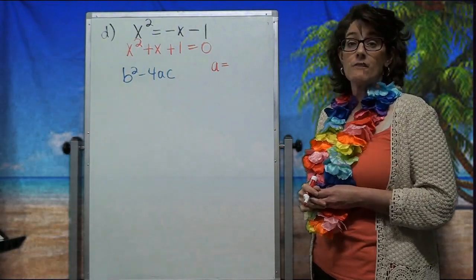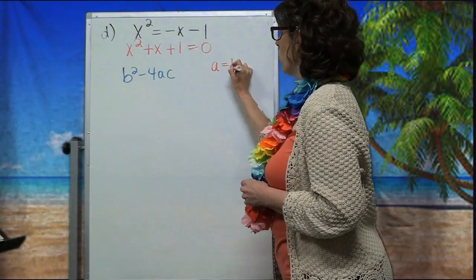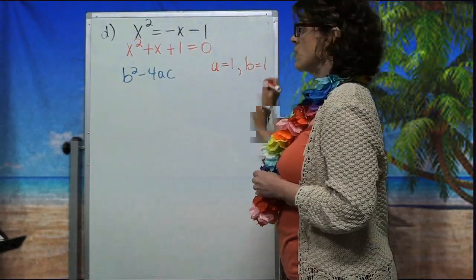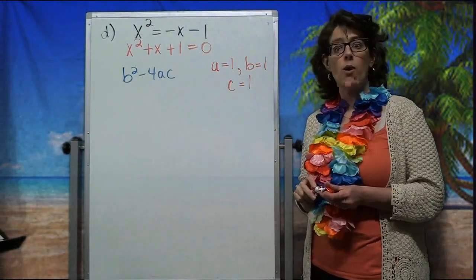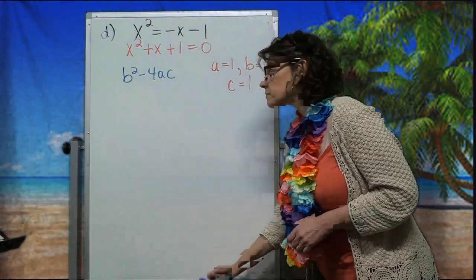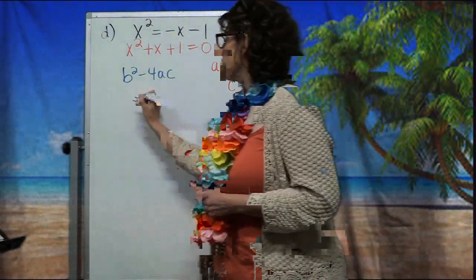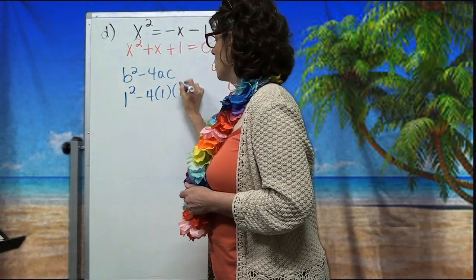So now I can identify my a, my b, and my c. The a is right here in front of the x squared term, so it's a 1. The b is right here in front of that first power term. It's also a 1. And the c is this constant in the back. Whoa, it's also a 1. They're all 1s. Well, that'll be interesting. So now I'm going to plug all those numbers into my discriminant and figure out the number and types of solutions. So everything is a 1.